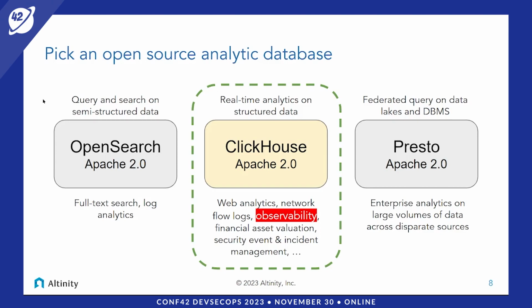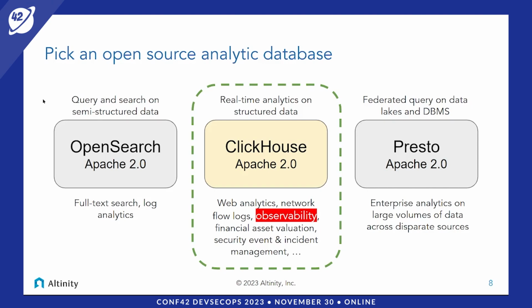So you might consider OpenSearch, which is the open source version of Elasticsearch. That's great for full text search, searches on unstructured data. It can be used for log analytics. You could also use Presto, which is a very powerful database that can do federated query across many data sources and information in data lakes.